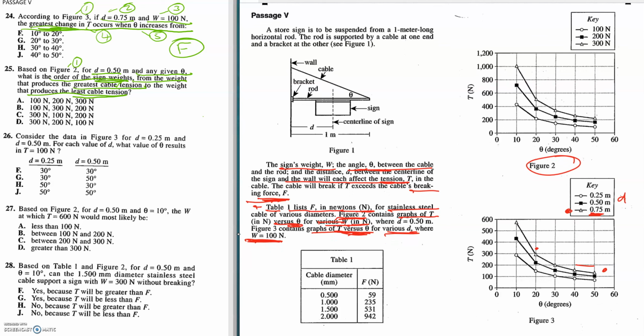Let me just see. Figure 2, this information is here. It contains graphs of the tension here versus theta, which is the angle, I remember that bit, for various, I scribbled all over that, but it does say for various weights. Okay, so various weights, so that means weights in N, so the key has the weight where D equals 50. All right, so D equals 50, we know that. Of any given angle, what is the order of sign weights from the weight that produces the greatest cable tension to the least?